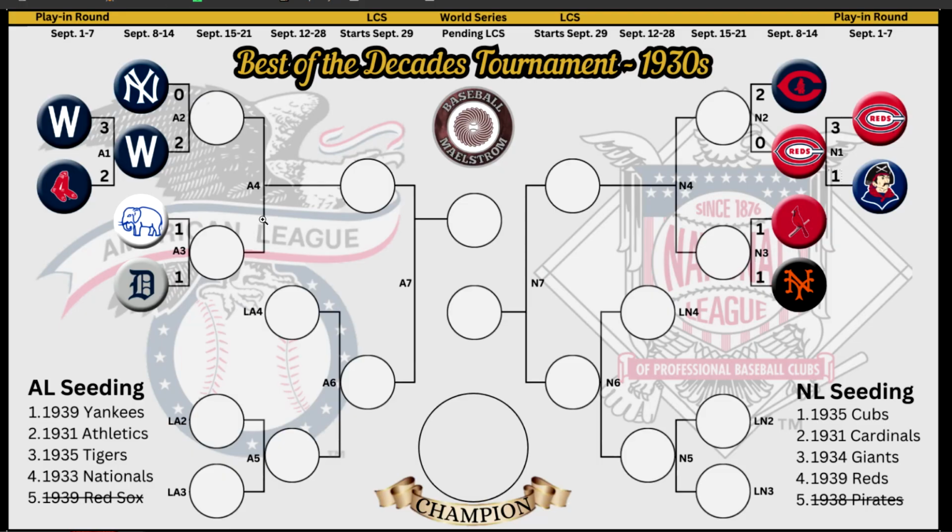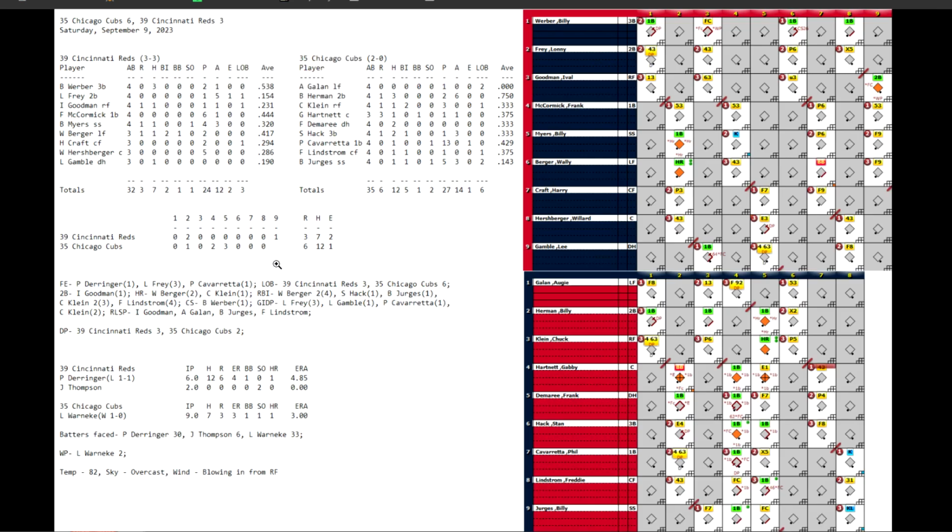So if we take a look at the tournament bracket, here's what we see. We see that the Washington Nationals or Senators are up 2-0 on the New York Yankees, the top seeded New York Yankees, surprisingly. We see that the Philadelphia Athletics and Detroit Tigers, the '31 Philadelphia Athletics and the '35 Detroit Tigers, are tied at 1 game apiece.